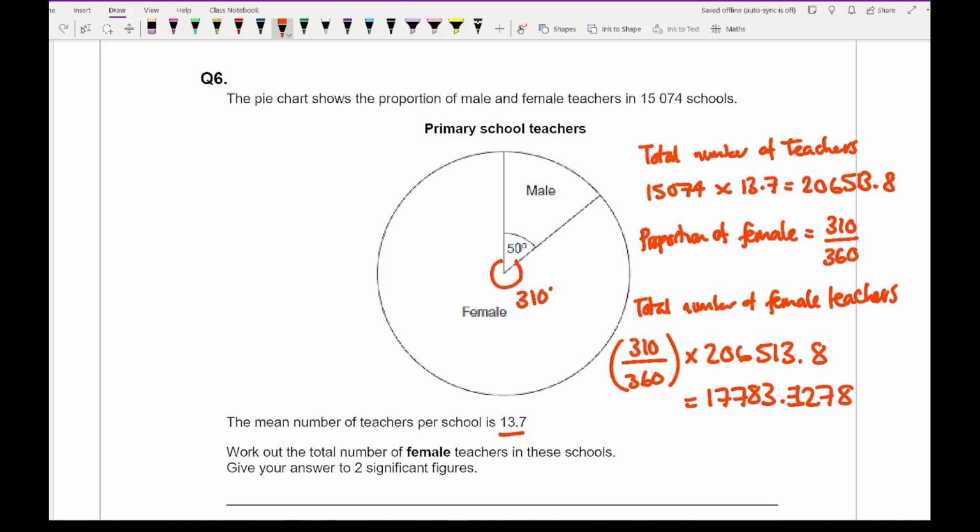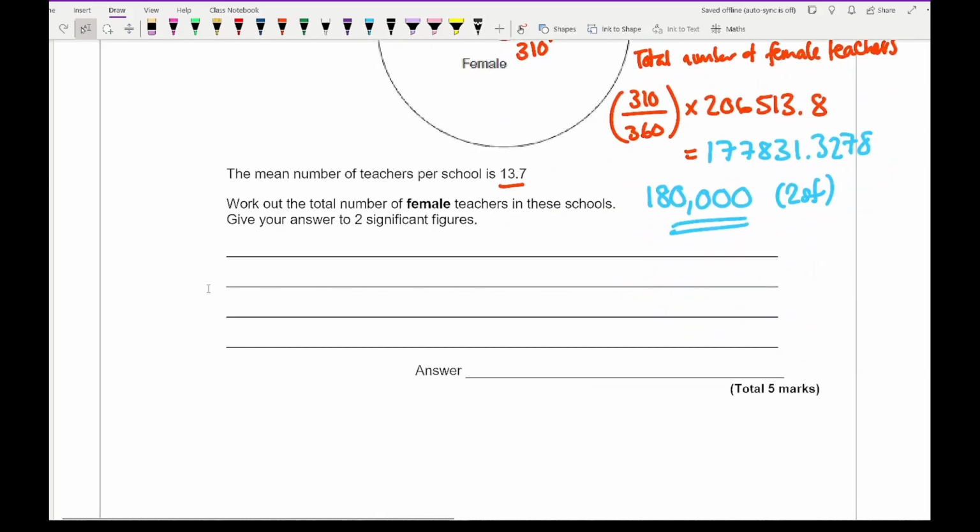177,831.3278. Now what I want to do is then round this number, actually I've missed out a number, that should be a 1 there. And let me just write that number a little bit clearer. So what I should have is 177,831.3278. Then round this number to 2 sig fig, so that's going to be 180,000, and that's to 2 sig fig. And that was a 5-mark question.